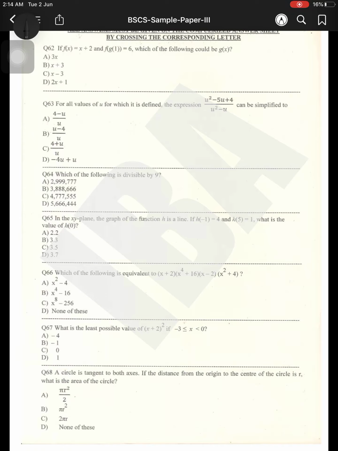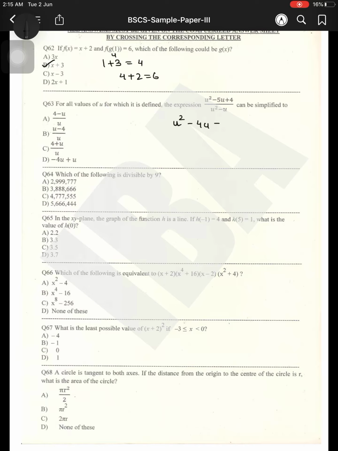Next question. He says which of the following could be g(x). We don't have g(x), but we'll take any option. It's a guessing game, right? So I'll take any option. 1 plus 3 is 4. Now I put 4 here, so 4 plus 2 is 6. Yes, so it's gonna be B.